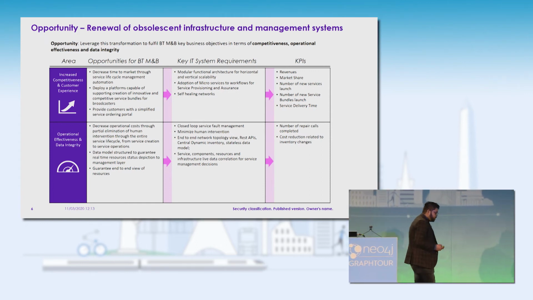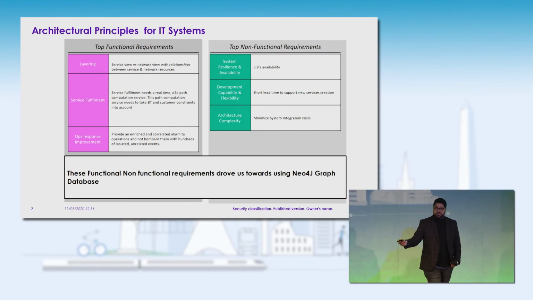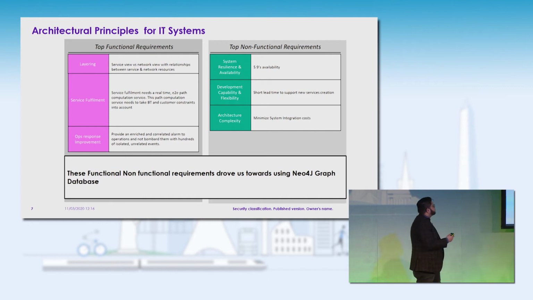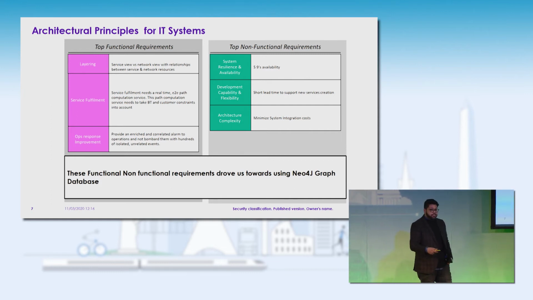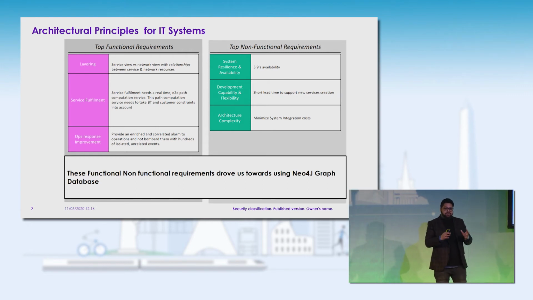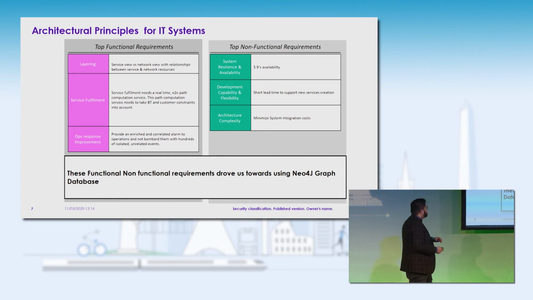Thanks, Jay. So as part of that OSS transformation that Jay talked about, we had some functional and non-functional architecture requirements. And this is a subset of those requirements that drove us to use Neo4j. So the first requirement was layering. We wanted the network layer and the service layer to be separate, but to have relationships between them. And that was important from an ops point of view. That was important from a service fulfillment point of view. And we'll talk about the details later.